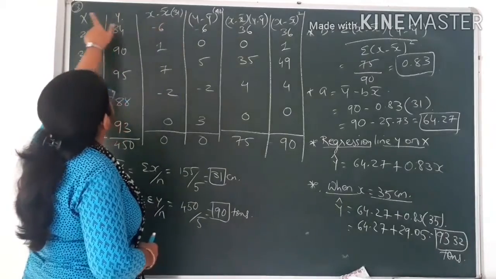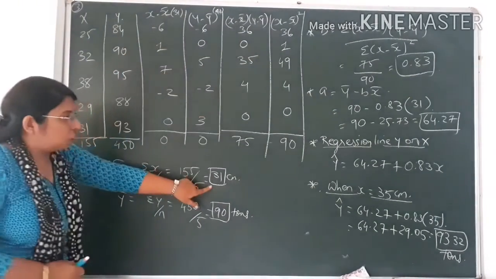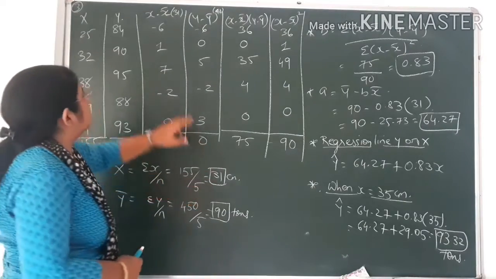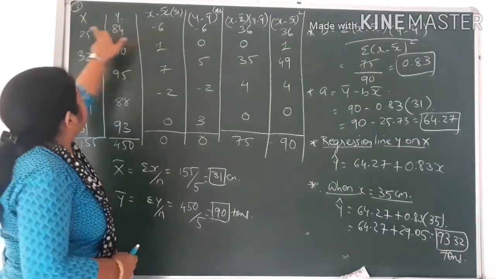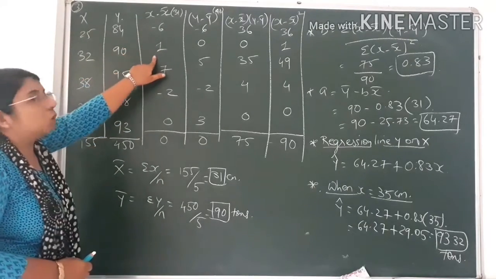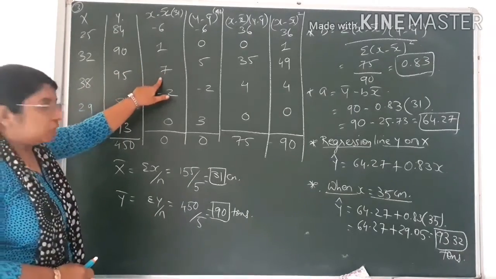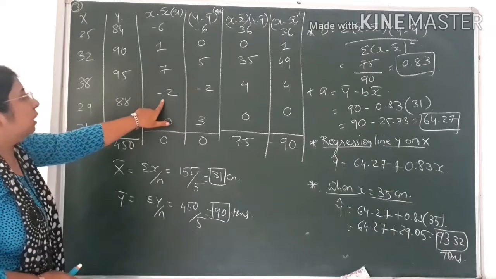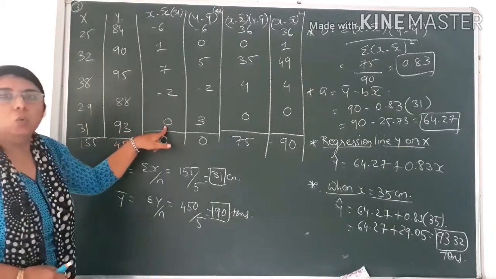First of all, you can see over here I found out x minus x bar, meaning each and every value of x we have to subtract from x bar. What is the x bar that we found out over here? That is 31 centimeter. So each and every value of x we have to subtract from 31. So 25 minus 31 would come to negative 6. 32 minus 31 would come to 1. 38 minus 31 would come to 7. 29 minus 31 would come to negative 2, and 31 minus 31 would come to 0.